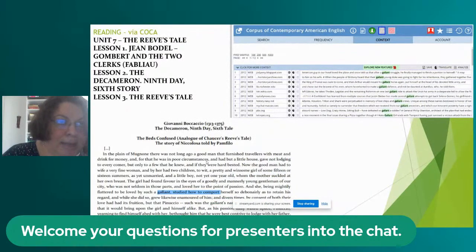In the next slide, you can see an example of reading via COCA. This is the Corpus of Contemporary American English. And if you introduce one of the words, for instance, gallant, you can see the context in which it is used. So you can see context and collocations.